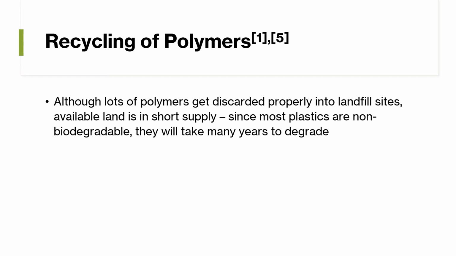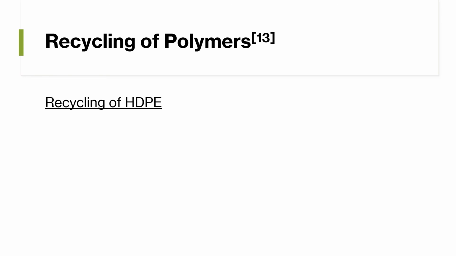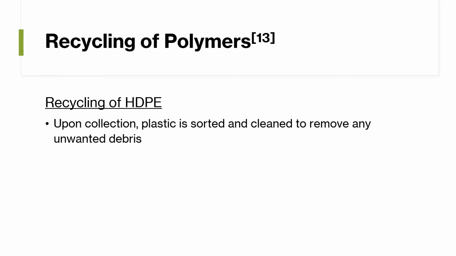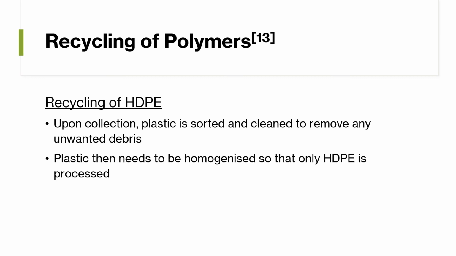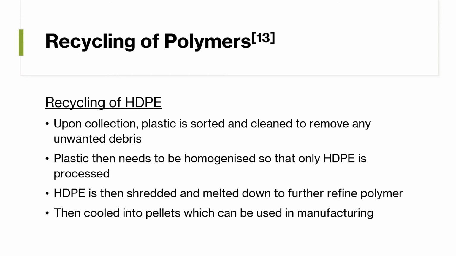However, it isn't all doom and gloom. Recycling of scrap PTFE into fluoroadditives, which can then be added to plastics, inks, oils, etc., to impart fluoropolymer-like properties such as reduced wear rate and friction. HDPE can also be recycled. Upon collection, the plastic is sorted and cleaned to remove any unwanted debris. The plastic then needs to be homogenized so that only HDPE will be processed. If other plastic polymers are present, this can ruin the recycled product. HDPE is then shredded and melted down to further refine the polymer. It is then cooled into pellets, which can then be used in manufacturing.